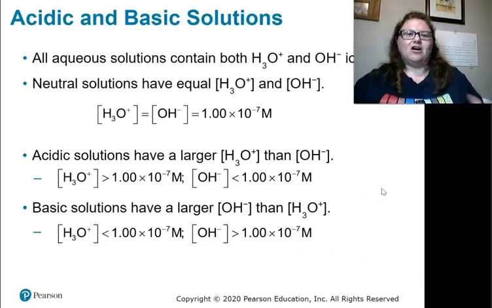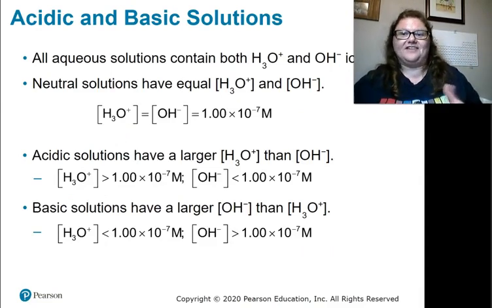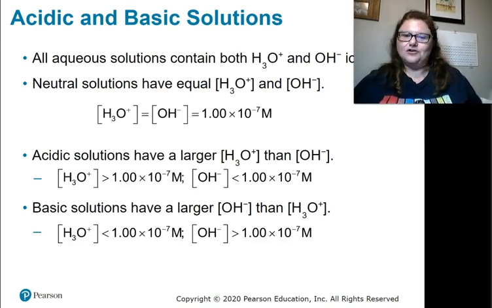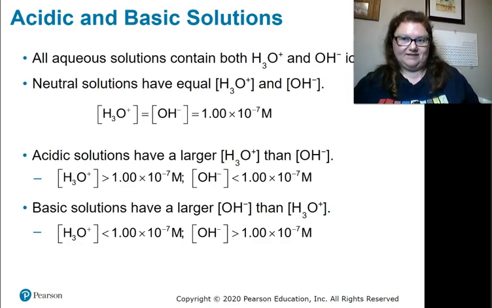Okay, all aqueous solutions will contain both hydronium and hydroxide because of that autoionization of water. So if water's there, it's doing this. And so neutral solutions will have an equal amount of each. So the concentrations will each be 1 times 10 to the negative 7.